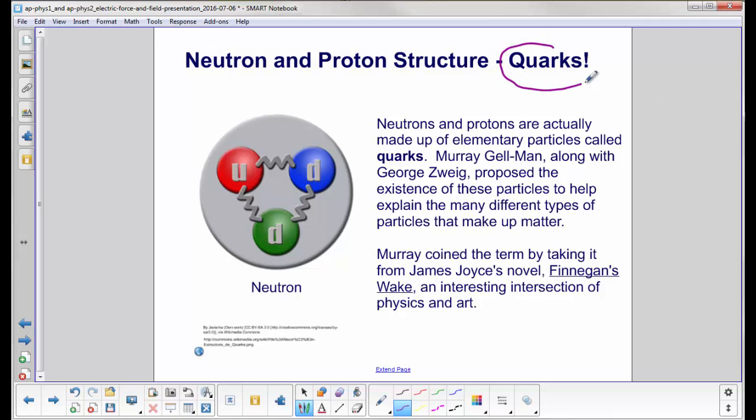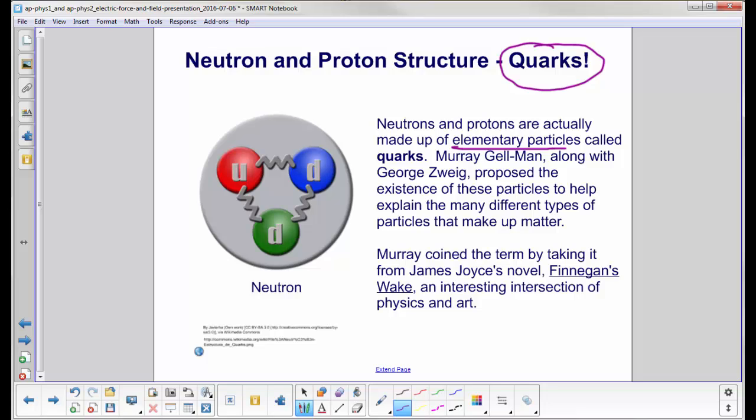Quarks. Neutrons and protons are actually made up of elementary particles called quarks. And we're not even going to discuss yet whether quarks have something inside of them. At the moment, the theory is quarks are elementary particles just like electrons. Murray Gell-Mann, along with George Zweig, proposed the existence of these particles to help explain the many different types of particles that make up matter. They're not just protons, neutrons, and electrons.